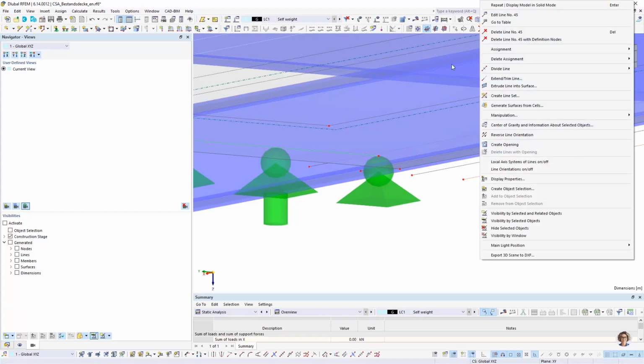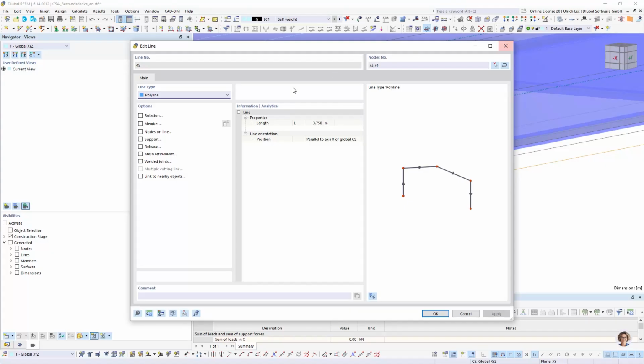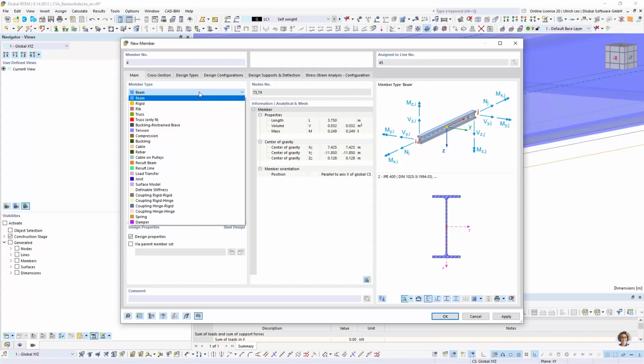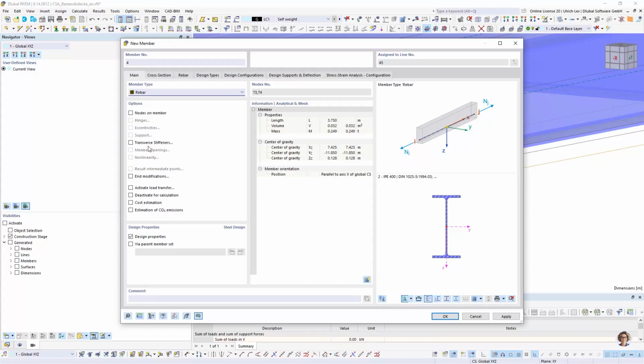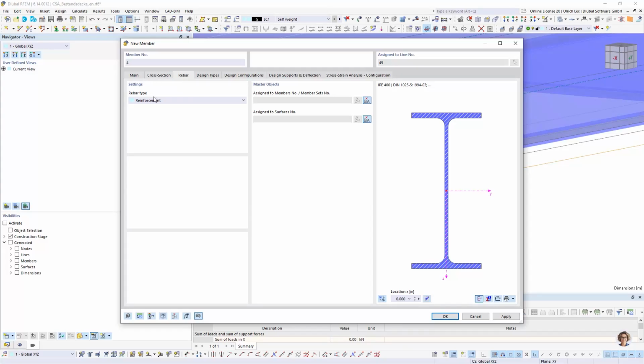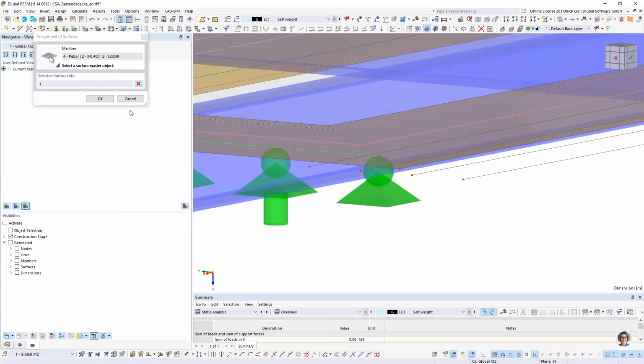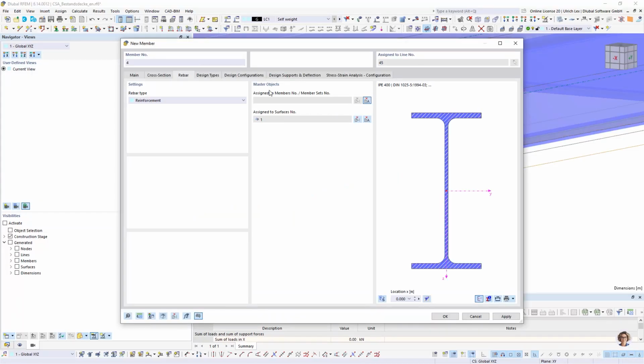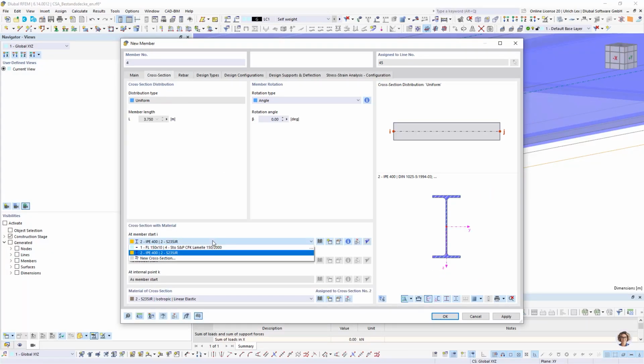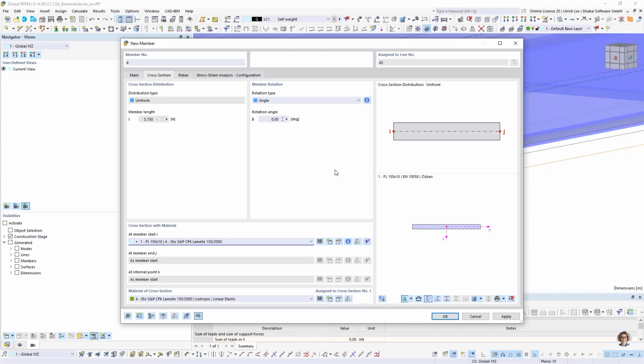For these lines, I can choose one line and edit this line and want to add here a new member. This new member is called rebar, and this rebar member can assign to this surface. So for this rebar, I have to activate here a mother surface or a master object, and I have to choose some cross section.